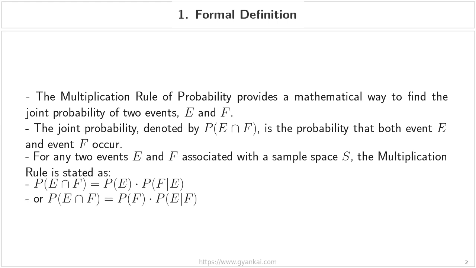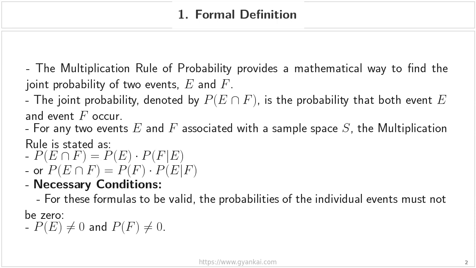So for any 2 events, E and F, within a given sample space, which we call S, the rule can be written in 2 ways. First, we can say that the probability of E intersection F is equal to the probability of E, multiplied by the conditional probability of F given E. Alternatively, because the order doesn't change the final outcome, we can also state it as the probability of E intersection F is equal to the probability of F, multiplied by the conditional probability of E given F.